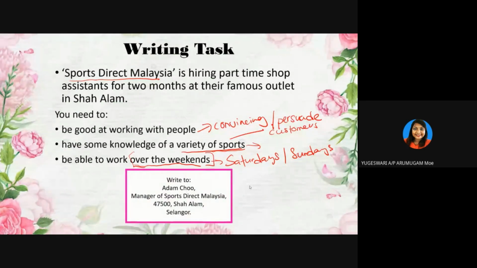So who are you writing this letter to? We are writing to Mr. Adam Chu. Who is he? He's the manager of Sports Direct, 47500 Shah Alam, Selangor. I've given you the address. This is the address for your letter. Later when you're writing the task, make sure you address the letter to Mr. Adam Chu. I hope it's clear. I made it clear at this point.